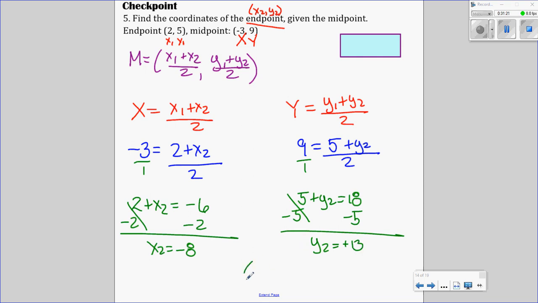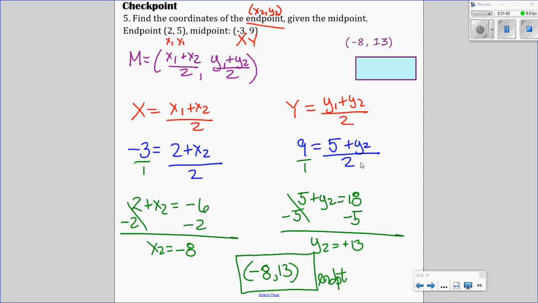So then our x2, y2 is negative 8, 13. And I'm going to put endpoint. Again, using the same formula, nothing new. When it comes to finding an endpoint, we just break up that formula into two sections. We're solving for the x portion, we are solving for the y portion.